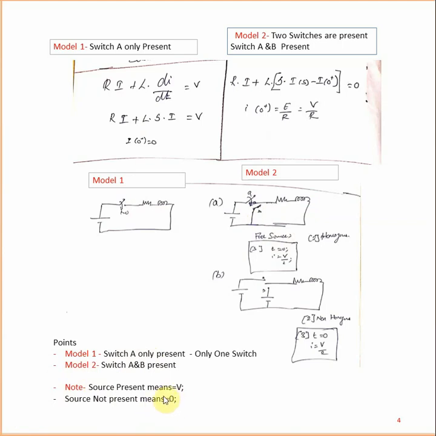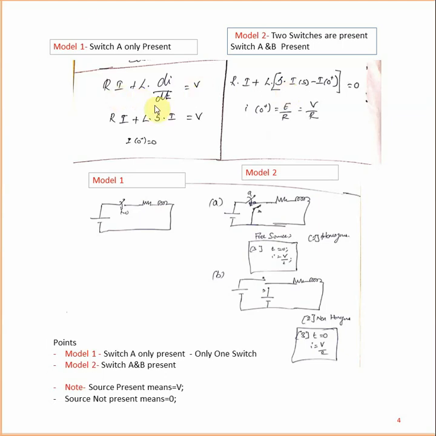Step 4: we want to substitute t equals 0, i equals. Only keep in mind that model number 1 means one switch, and model number 2 means two switches. For model number 2, the I value is very important. I value is equal to V by R, similar to the transient response. That V by R is substituted in the first place itself. This is called I of 0 plus, and you will substitute it here immediately.